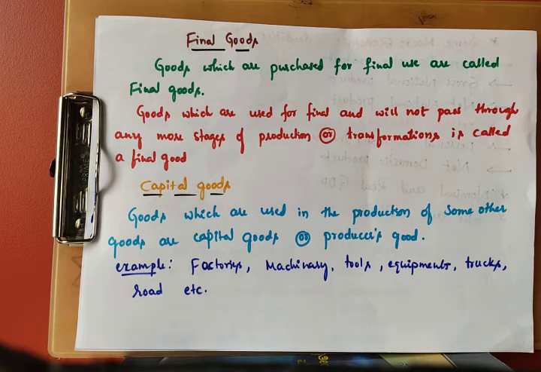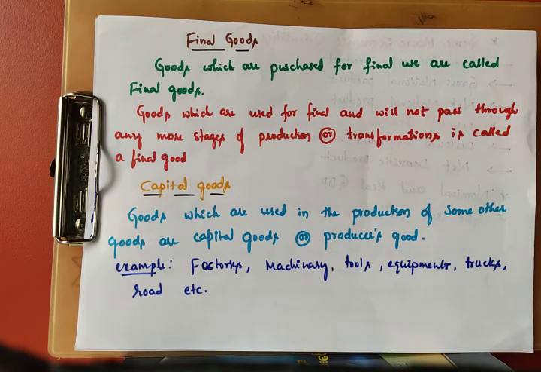So simply, final use means those goods which are purchased for final use, where there is no further stage and they will not pass through any more stages of production or transformation, is called a final good. Again I have to explain. Final goods means goods which are purchased for final use. For example, just imagine, once a final good is sold, it will move out of the economic flow.